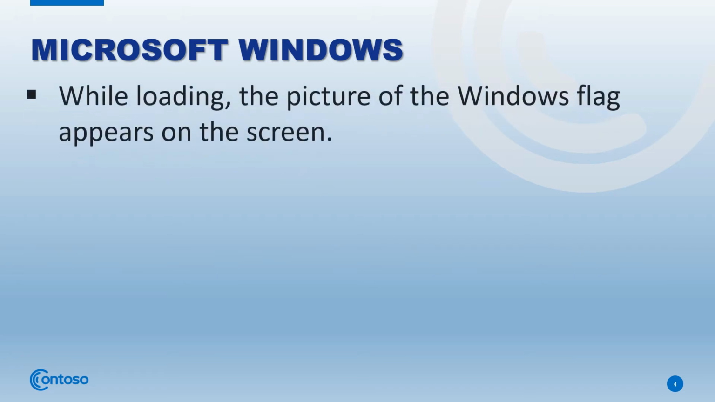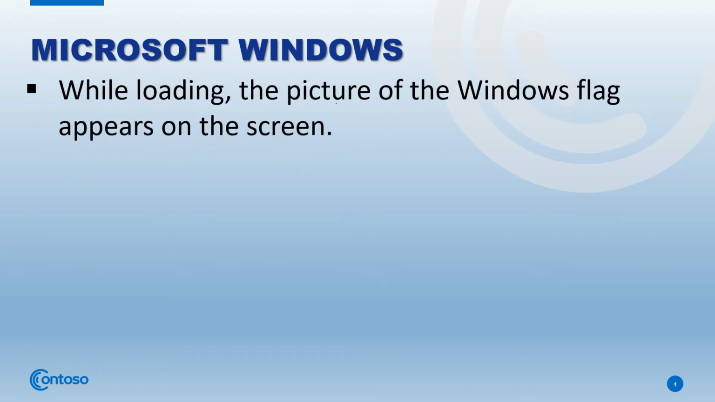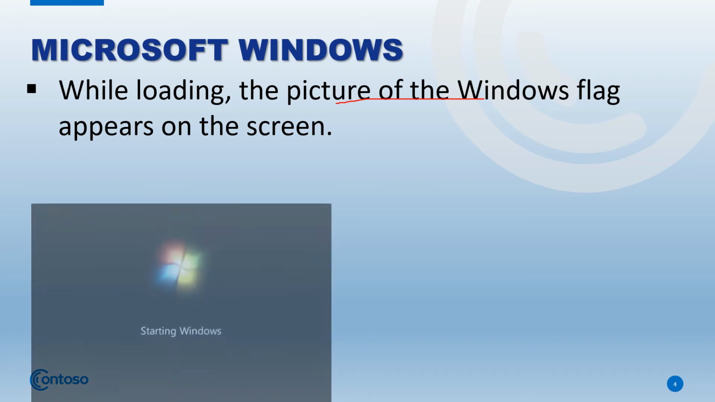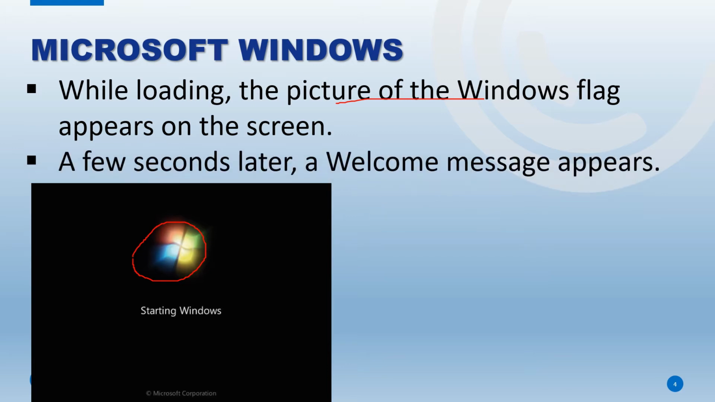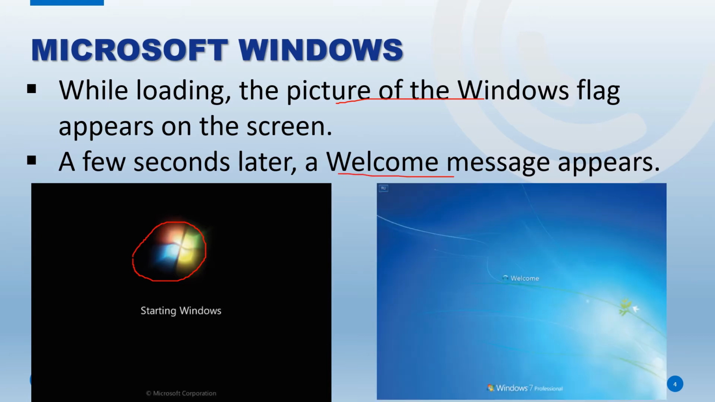Okay. So while loading, the picture of the Windows flag appears on the screen. See, this is a Windows picture. This happens in Windows 7 operating system, right? So your book is based on Windows 7 operating system. In later versions it differs, okay? So after this, a few seconds later, you can see a welcome message will appear like this. See, this is welcome. This is Windows 7 operating system.